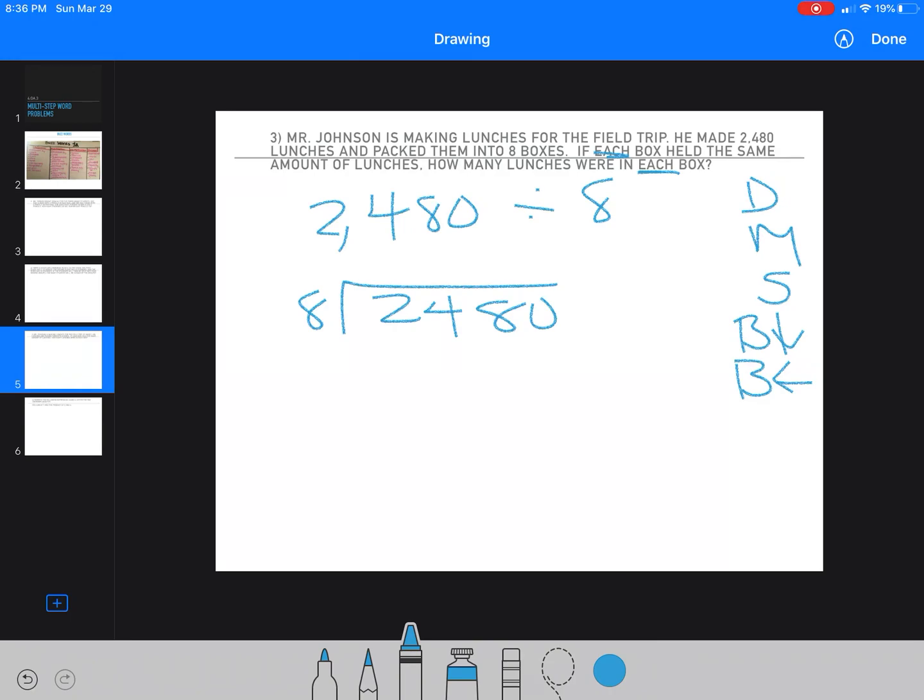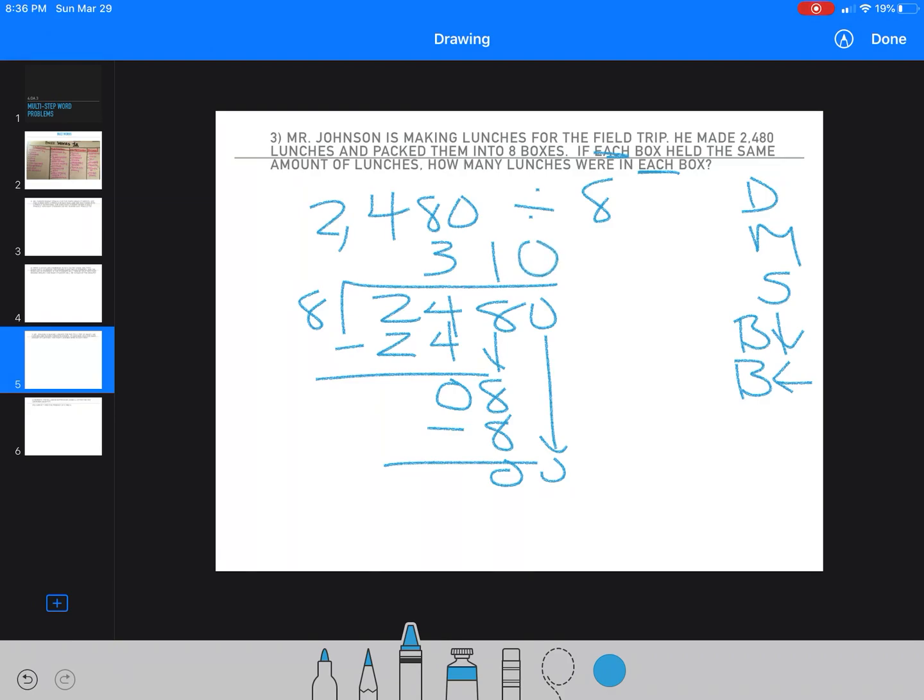Divide. 8 goes into 24. Well, it goes in 3 times. Multiply, 8 times 3 is 24. Subtract, 24 minus 24 is 0. Bring it on down and bring it on back. Divide, 8 goes into 8 one time. Multiply, 8 times 1 is 8. Subtract, 8 minus 0 is 8 minus 8 is 0. Bring it on down and bring it on back. Divide, 8 goes into 0 0 times. Multiply, 8 times 0 is 0. Subtract, 0 minus 0 is 0. Nothing else to bring down, nothing else to bring back.